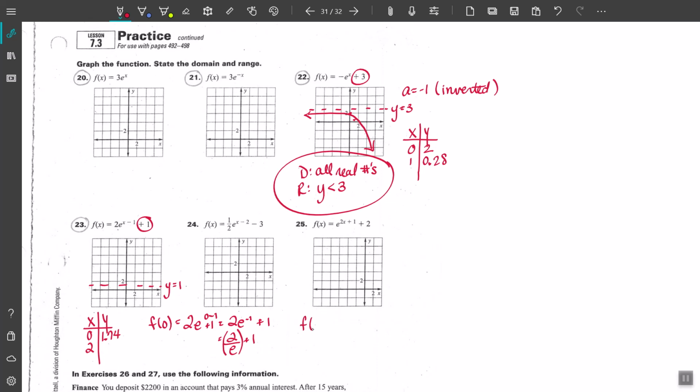And then if we do the same thing, f of 2, this will be 2e to the 2 minus 1 power. So that's going to give us a 1 here. That's why I chose 2 for my x, because then that's going to give me 2e plus 1. And then when I put that in the calculator, I should end up with about 6.4. So plotting those points on the graph and then drawing in the line for the function, making sure that I approach y of 1 but don't cross it, should look very similar to what I've got right here.